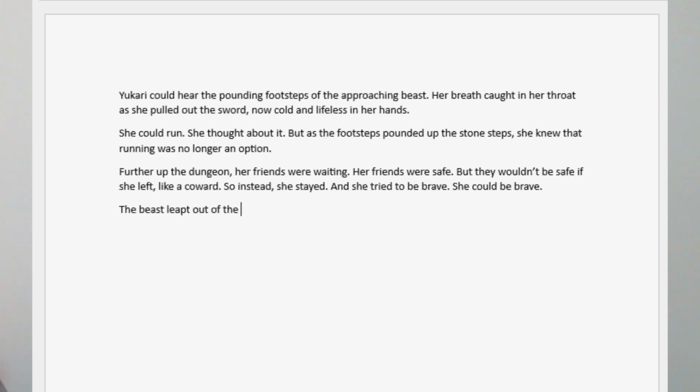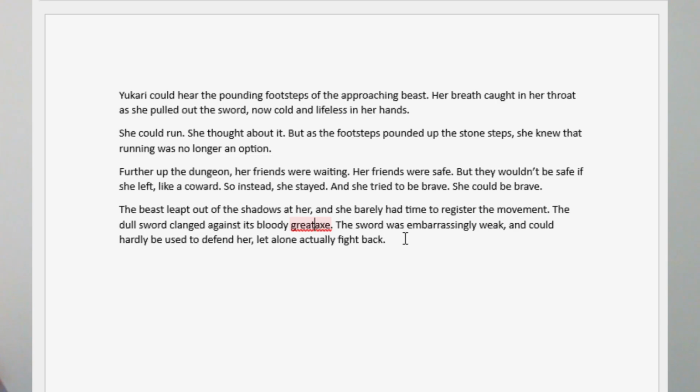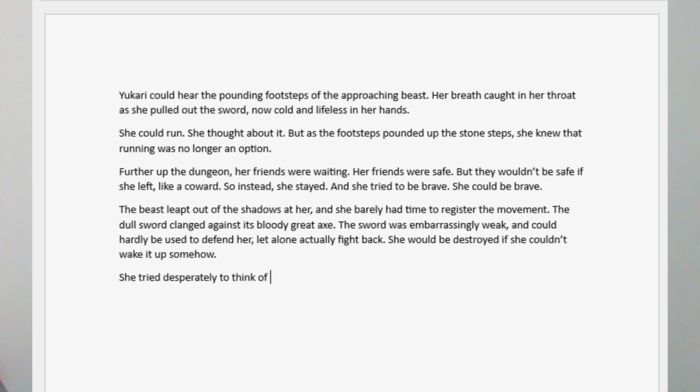She could be brave. The beast leapt out of the shadows at her, and she barely had time to register the movement. The dull sword clanged against its bloody great axe. The sword was embarrassingly weak, and could hardly be used to defend her, let alone actually fight back. She would be destroyed if she couldn't wake it up somehow. She tried desperately to think of the command. "Wake up," she shouted. "Transform. Attack." No matter what she shouted, the sword would not respond.